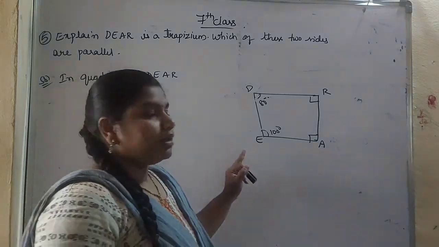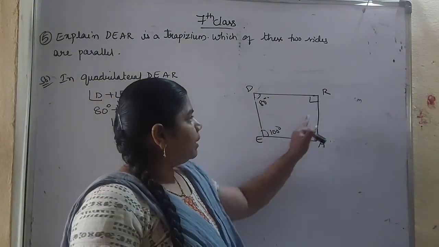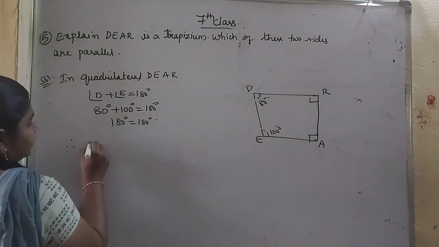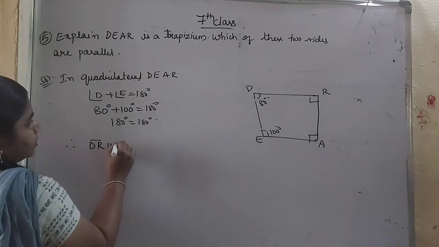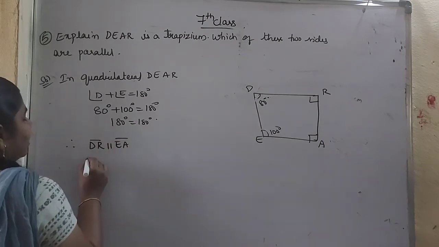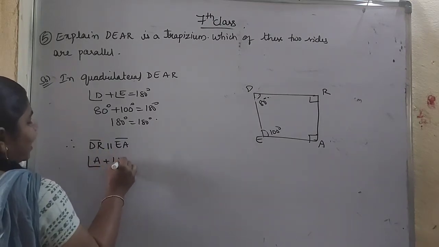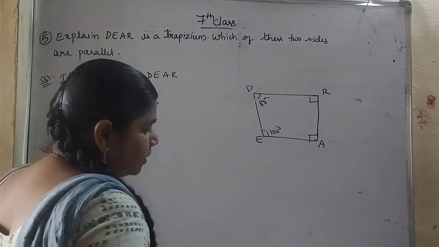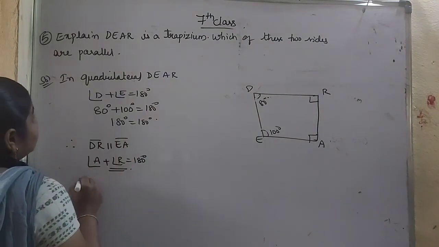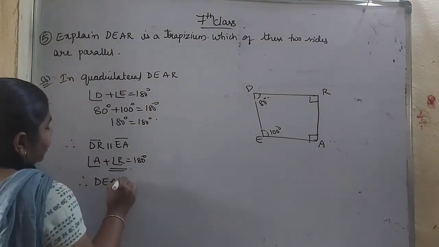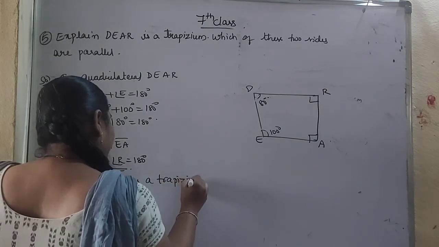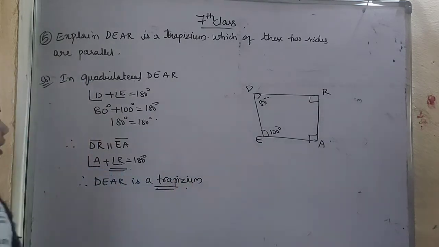So now DR will be parallel to EA because angle A and angle R are equal to 90 degrees. These two are parallel to each other because these two again add up to 180. So therefore we can say that line segment DR is parallel to line segment EA because angle A plus angle R is again 180 degrees. So we can say DEAR is a trapezium. So this is our fifth solution.